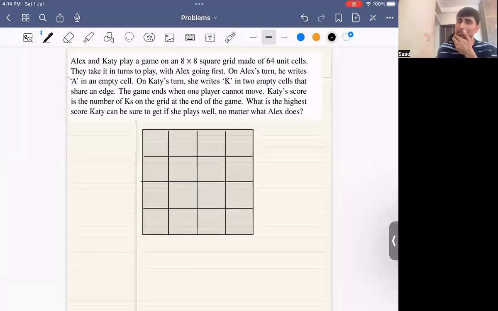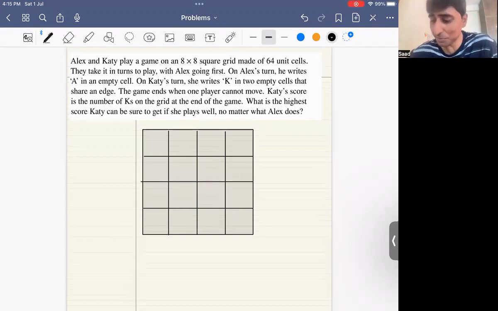It says that Alex and Katie play a game on an 8 by 8 square grid made of 64 unit cells. They take turns to play the game, with Alex going first. On Alex's turn, he writes A in an empty cell. And on Katie's turn, she writes K in two empty cells that share an edge. The game ends when one player can't move. What is the maximum Katie can score if she plays well, no matter what Alex does?